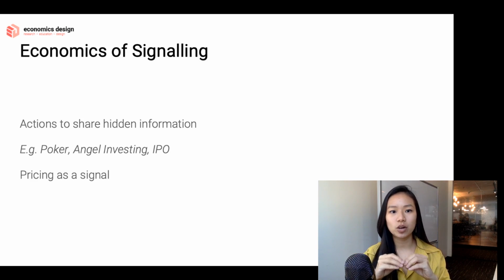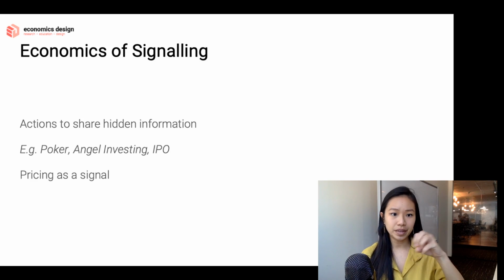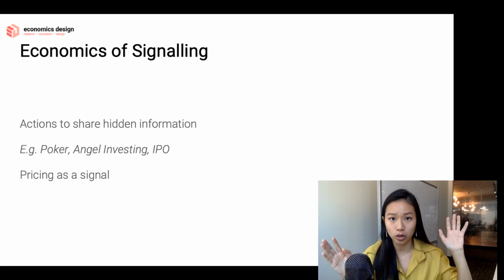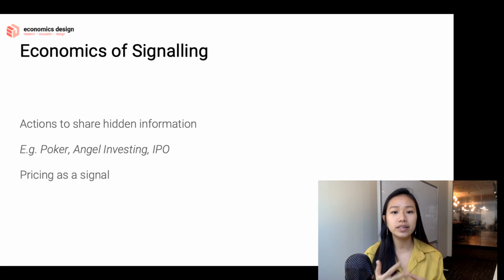Now let's go into the different economic schools of thought or economic concepts in insurance. The first one is the economics of signaling. Signaling is where we use different kinds of actions to share or hint at hidden information. A very common example would be poker. By raising the prices, or raising your bets, your action is trying to share some hidden information, something like your cards are very good. So you want to raise the pot, or you want to go all in. These actions are trying to share some hidden information that you know.